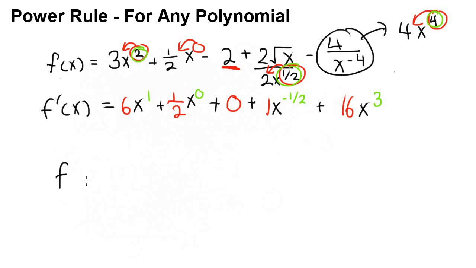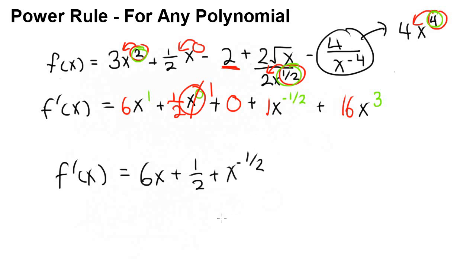So our final answer is f prime of x is equal to 6x plus half, because this x to the 0 goes to 1, plus 0, which we don't write, plus x to the negative half. We can write it as x to the negative half, or we can write it as 1 over root x. They're the same thing. Plus 16x cubed.